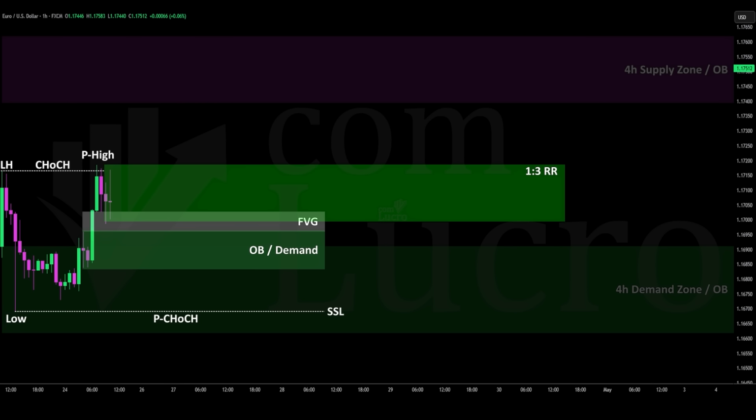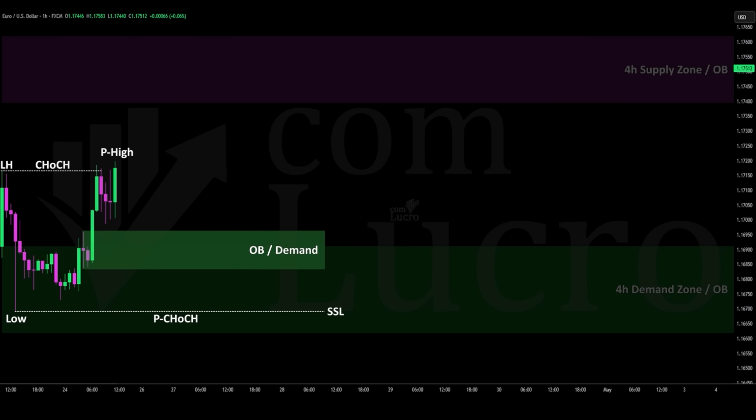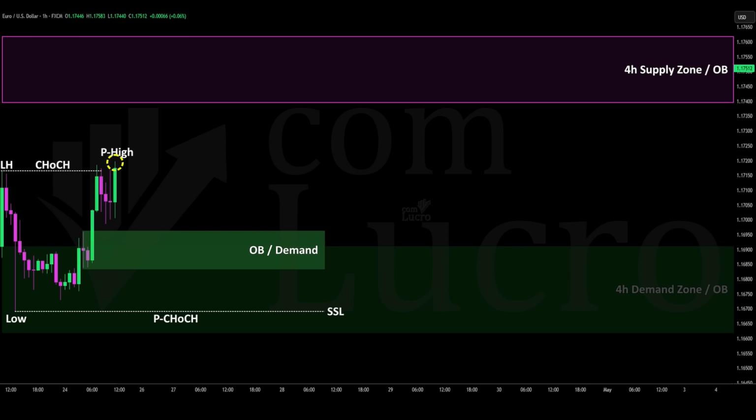After securing the partial profit, price continues moving higher and eventually reaches the final target at 1 to 3, closing the remaining 50% of the position. One very important and interesting point regarding this strategy is that price is still trading within a bullish trend and has not yet reached the 4-hour supply zone. Because of that, the market still has room to continue developing to the upside.